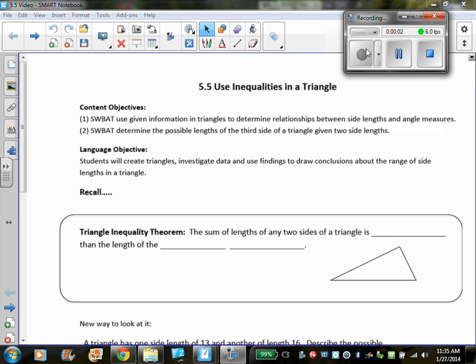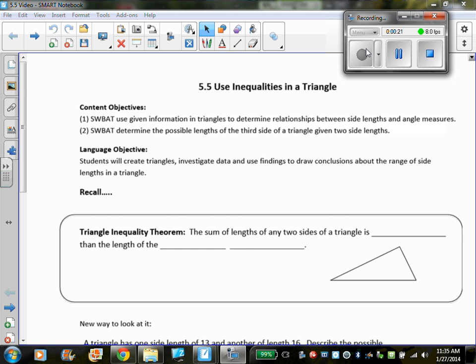All right, everybody, welcome to 5.5, using inequalities in the triangle. In this one, you're going to see how sides of a triangle can be determined, how big they can be, things like that, using a rule that you already know, actually. And then one extra little thing, which I think you're going to grasp onto really, really nicely and really easily.